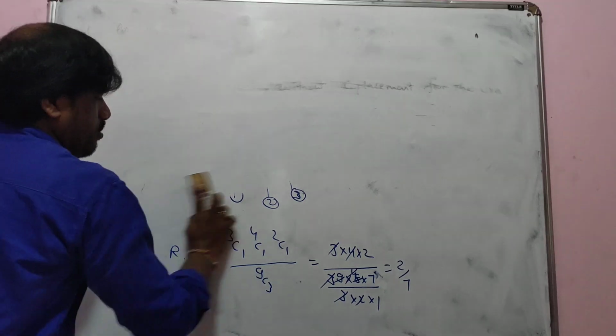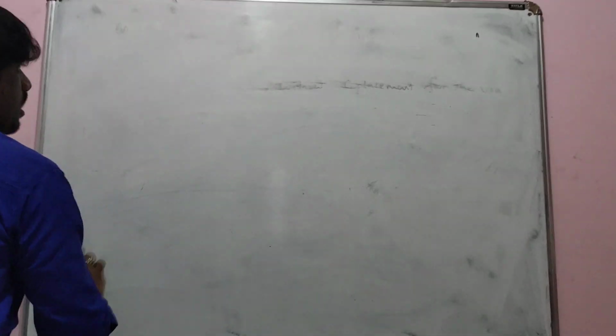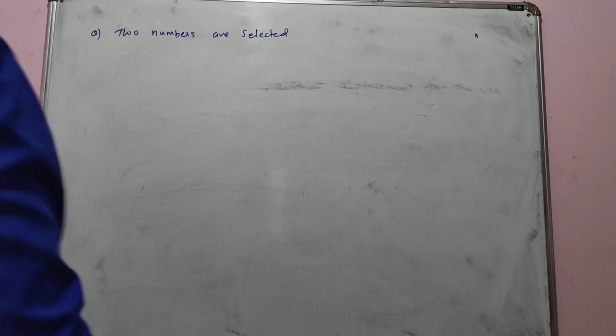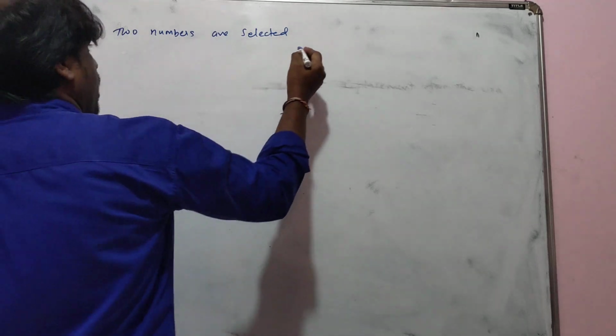We just talk about the next question. Okay, I'm going to write the next question for you. So let us see this question here. Now we'll discuss some questions one by one. Okay, is it clear? Please follow here. 2 numbers are selected randomly.